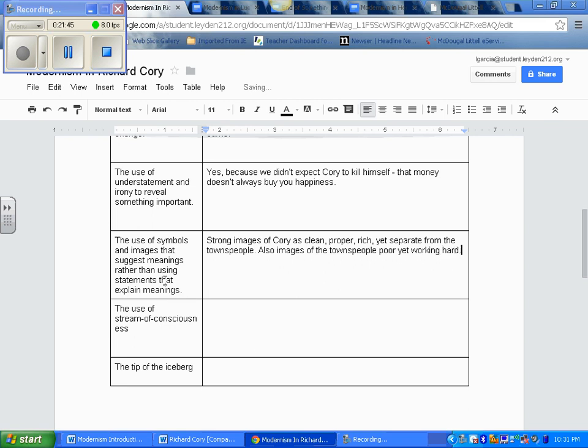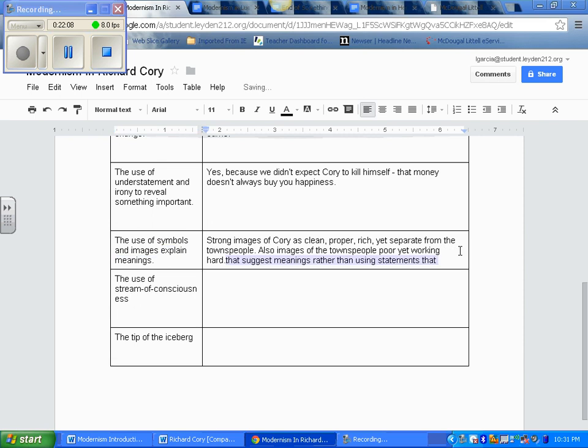Okay. And again, that's just the first part of the defining feature of modernism. You have this second part. They're using symbols and images to suggest meanings. Okay, so they're going to suggest it. You're going to have to figure it out on your own. So the suggestion here, well, again, we have to infer. What are they suggesting here?